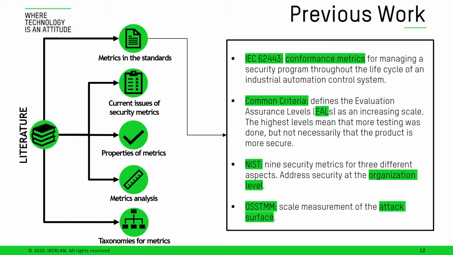The NIST defines 9 security metrics for 3 different aspects, but it addresses security at a very high level, the organization level. And finally, the OSSTMM or OSTEM proposed a scale measurement of the attack surface. Although there are a lot of approaches proposed in the standards, most of them address security at a very high level, so they can't be applied to embedded systems.